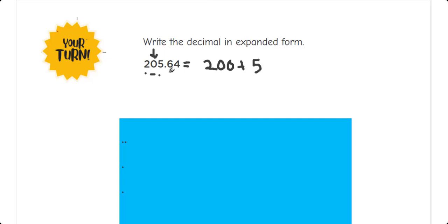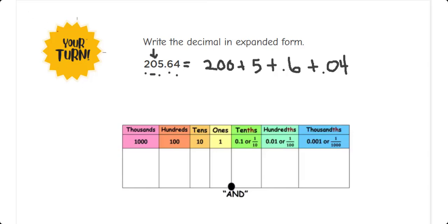Now I have a 6 in the tenths place, which looks like this, 6/10. And then I have a 4 in the hundredths place. And I'm going to write it like this. I have to push it over and recognize it in the hundredths place, okay? Let's erase our cover and let's put the numbers into the chart.